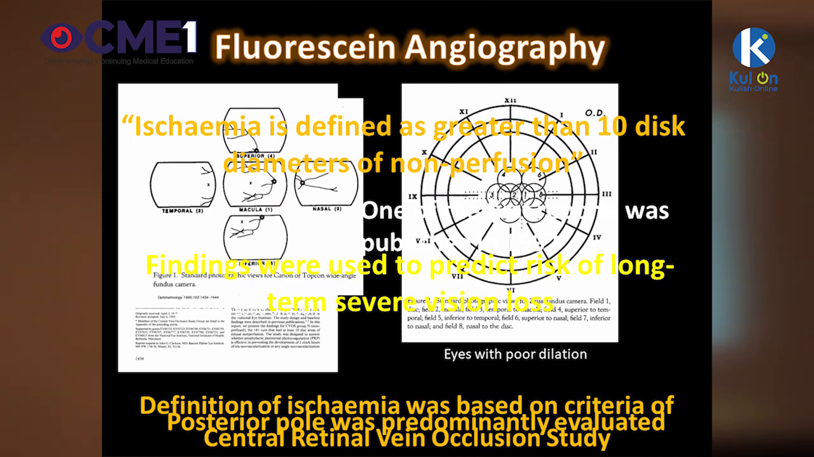As you know, many people that have central retinal vein occlusion will not dilate very well for different reasons. And if they didn't have good dilation in this particular study, which we use very commonly, they only looked at the regions around the optic disc and the macula, so predominantly the posterior pole. And what they said was that retinal vein occlusion was ischemic if you had more than 10 disc diameters of non-perfusion. And this was decided by two graders, and then they used those findings to determine if they correlated with long-term vision loss.